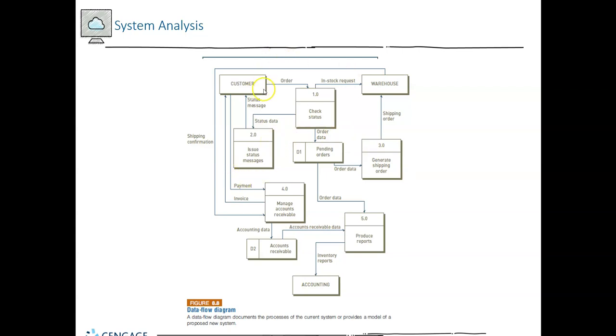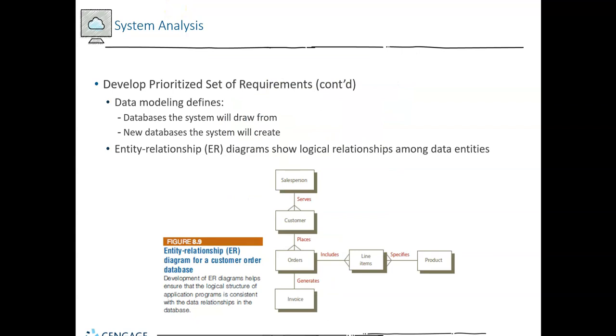So customer generates an order, and there's a whole process where you're checking the status of the order, and maybe it makes a request. It's a product, so you have to check the warehouse and then handle shipping, and of course it costs money, and accounting has to be involved. So this is just showing all the different ways the data flows through this particular project, whatever it is.